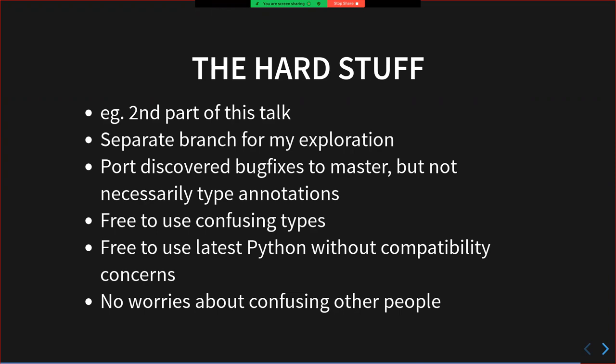On that branch, I'm free to use as complicated types as I want. I'm free to use the latest Python. So the type annotation system in Python has been changing quite a lot with every Python release. In the core master, we're trying to still be backwards compatible to Python 3.6, I believe, at the moment. So I can't use any new type features since Python 3.6 in master. On this exploration branch, we can say, all right, Python 3.10. We can use the latest stuff. And as time passes, hopefully the master branch will catch up with that. We'll drop support for 3.6 and move on to 3.7 and so on over time. And we'll be able to move some of the stuff from this branch into master. And I don't have any worries about confusing other people in this branch at all.